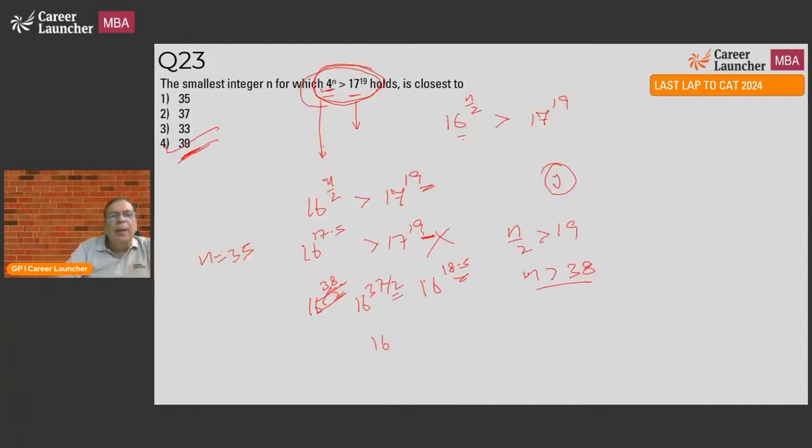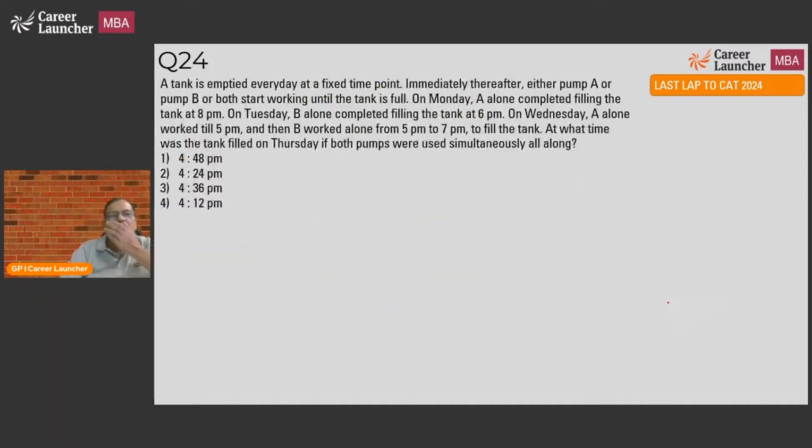So another question which you should be able to do, it is again either a round 1 or a leave question. The tank is emptied every day at a fixed time point. Immediately thereafter, either pump A or pump B or both start working until the tank is full. On Monday, A alone completes filling the tank at 8 p.m. So A alone starts, it fills the tank at 8 p.m. On Tuesday, B alone completed filling the tank at 6 p.m. So when B alone was working, the tank got filled at 6 p.m.